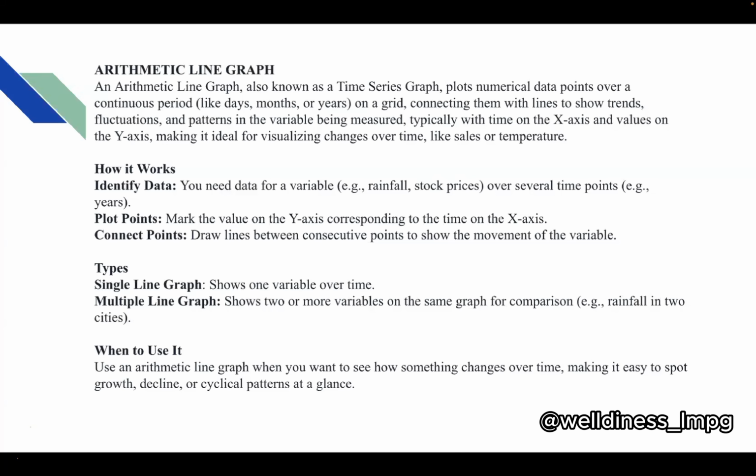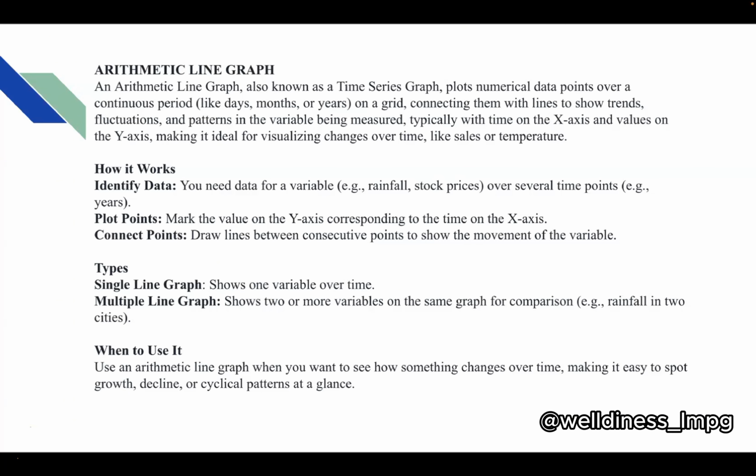So, also known as the time series graph, it plots numerical data points over a continuous period like days, months, or years on a grid, connecting them with lines to show trends, fluctuations, and patterns in the variable being measured, typically with time on the x-axis and values on the y-axis, making it ideal for visualizing changes over time like sales or temperature. How it works: identifying data. You need data for a variable, e.g. rainfall, stock prices, over several time points, e.g. years, months, and so on and so forth.